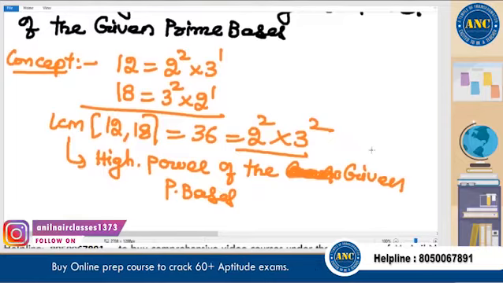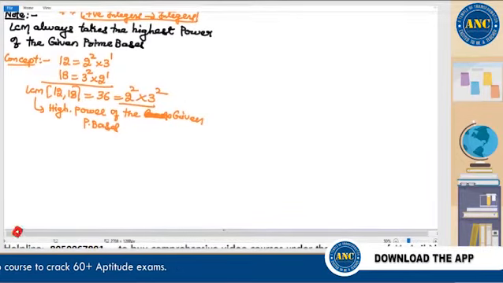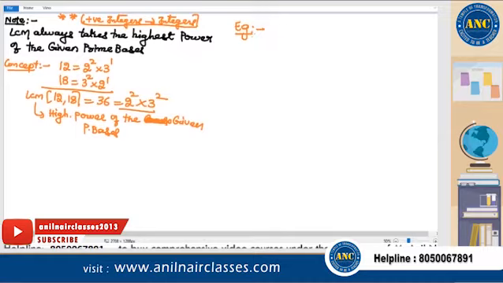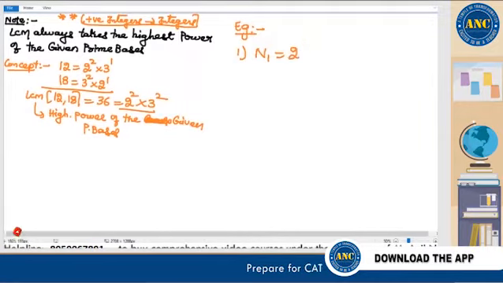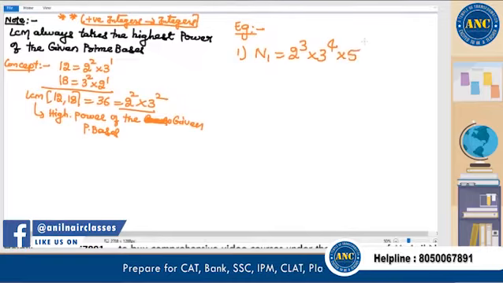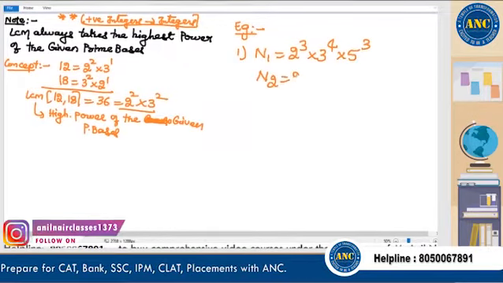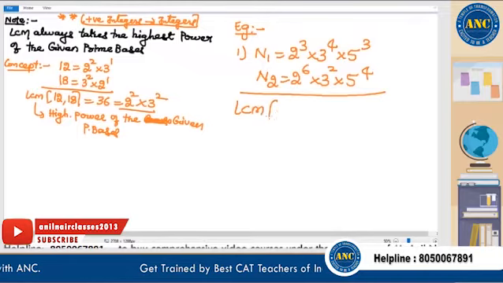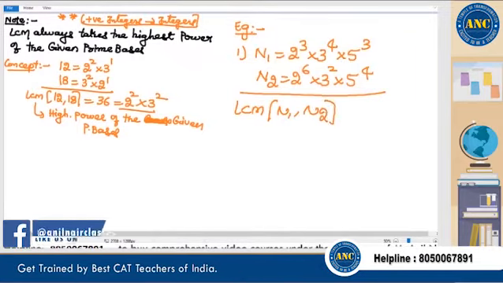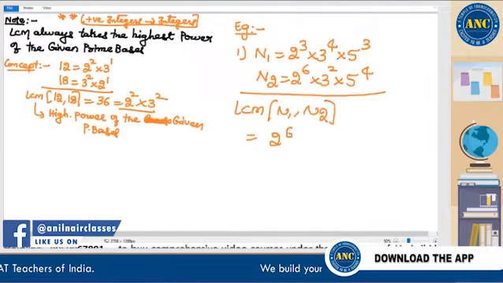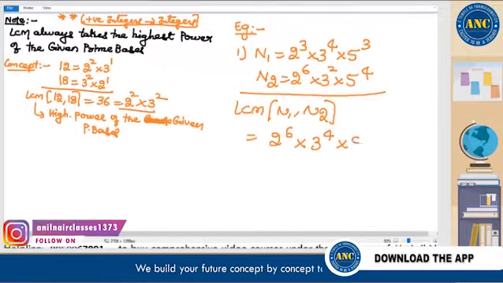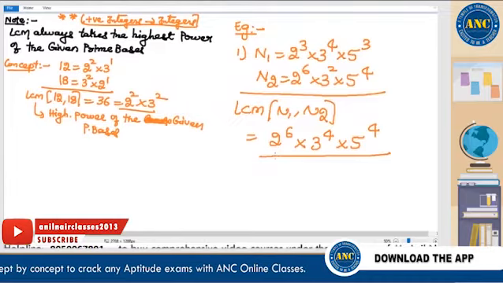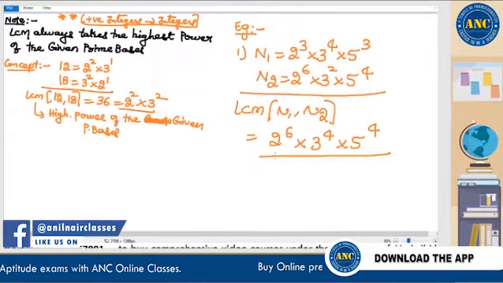Idea clear? 2 to 3 questions, then we'll go to little high level. Staff selection commission question we'll discuss. First a basic level question. N1 is nothing but 2 cube into 3 power 4 into 5 cube. N2 is nothing but 2 power 6 into 3 square into 5 power 4. LCM of N1 and N2. LCM always takes the highest power of the given prime basis. First it is 2 power 6. Next it is 3 power 4. Next it is 5 power 4.